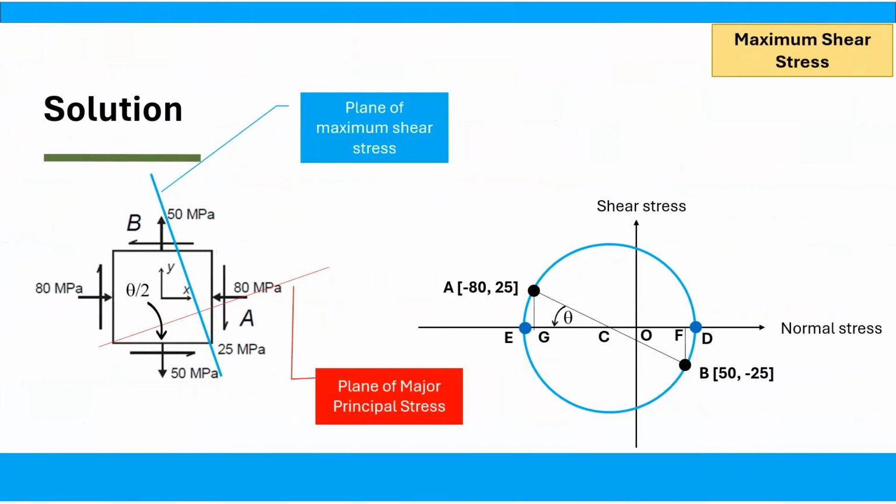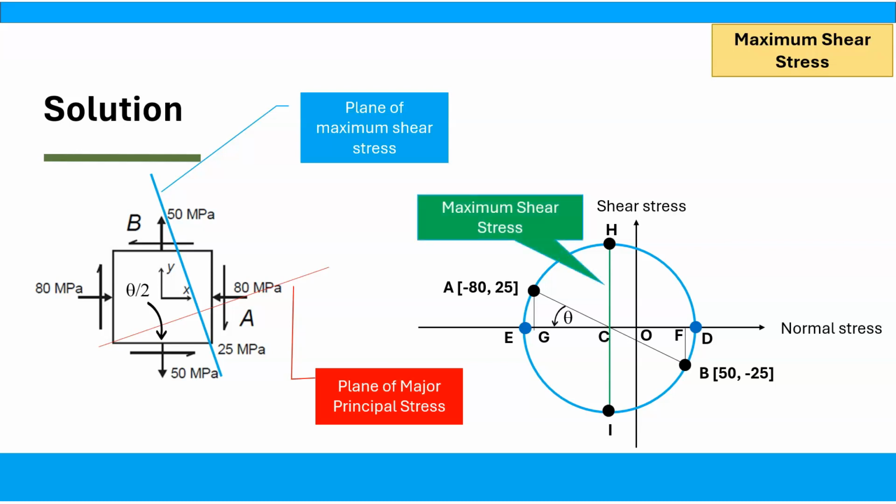Let's now see the maximum shear stress. By observing the stress circle, you can see that the maximum shear stresses occur at points H and point I. The value is equal to the radius of the circle. That is 69.64 megapascal. The position of the maximum shear stress plane can be determined in relation to one of the principal stress planes. Since the angle on the stress circle corresponding to planes of maximum shear and one of the principal stresses is 90 degrees, the plane of maximum shear occurs at 45 degrees to the principal stress planes.